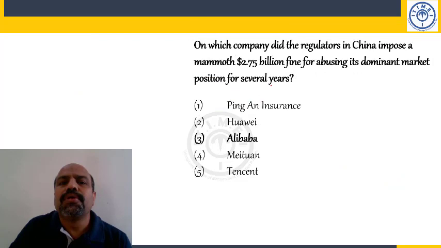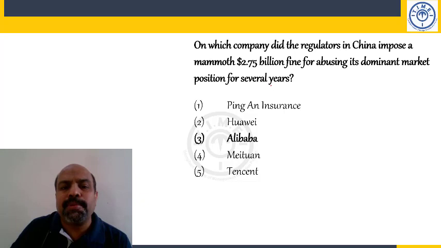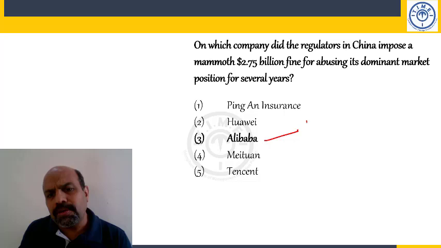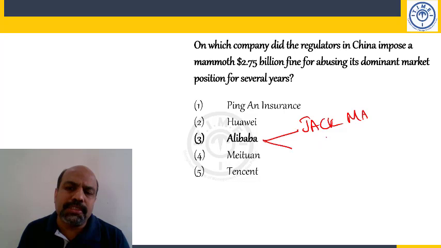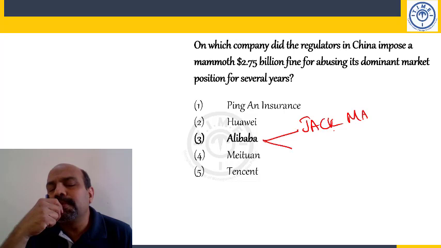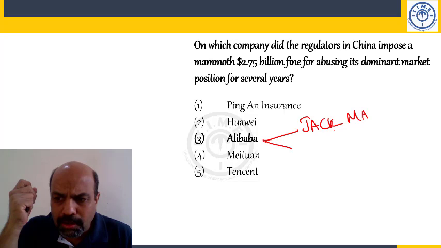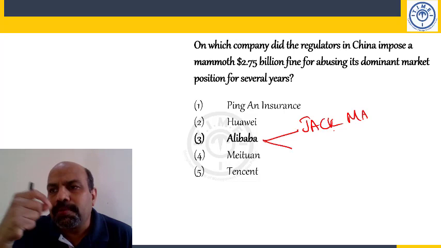On which company did the regulators in China impose a mammoth $2.75 billion fine for abusing its dominant market position for several years? Alibaba. This was started by a man called, there are a couple of guys, but let's write Jack Ma. Jack Ma is a guy who started Alibaba. When he went to the US, he wanted to start an e-commerce company that would have an easy to recall name. So he asked a waiter in a restaurant, when you read this story, who comes to your mind? She says Alibaba. That's how he went around asking people what comes to their mind when they read the Patka story. They all said Alibaba. So that's how he named it, Alibaba.